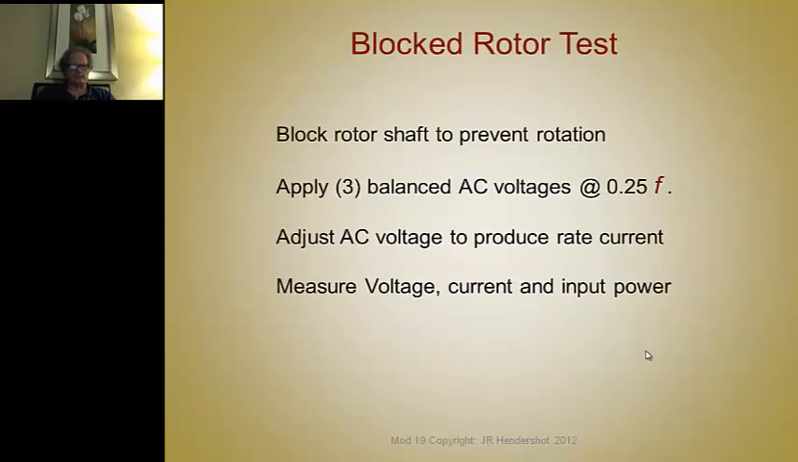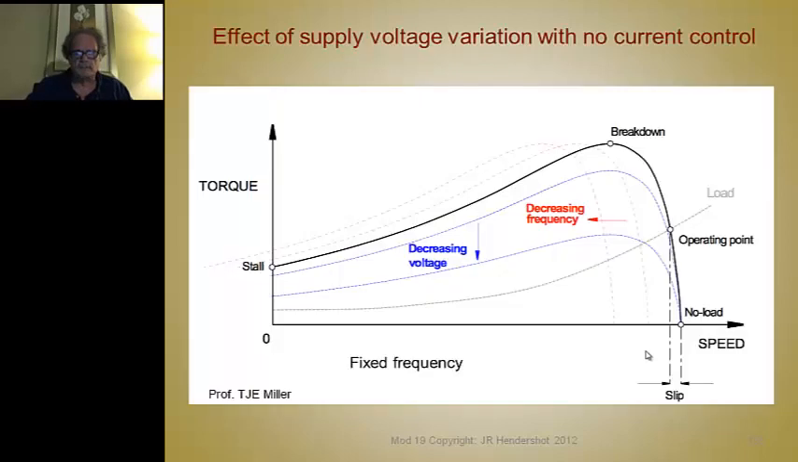The blocked rotor test is a test where you lock the shaft somehow so that it can't rotate and it can't move, and you apply 3 balanced AC voltages at about a quarter hertz, very low frequency. With the shaft locked and it's trying to rotate, of course, it's drawing current, and you adjust the AC voltage using a variac. You can use a 3-phase variac to produce the rated current, and then measure the voltage and measure that current, and then from that you calculate the input power.